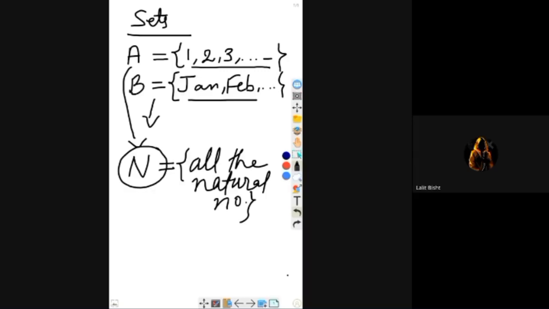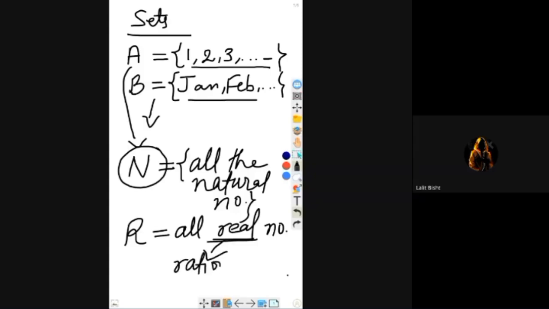Similarly, capital R is the set of all real numbers. What is a real number? The real numbers are the collection of all rational and irrational numbers. All the rational and irrational numbers are members of the set of real numbers, and the set of all real numbers is denoted by capital R.